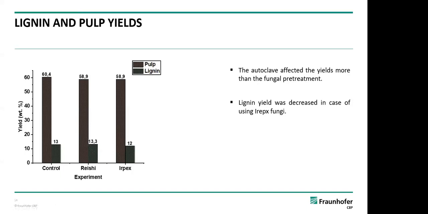And this is how we can measure the efficiency of the process, from the lignin yields and from the pulp yields. The only explanation for these results is that the fungal pretreatment affects the polysaccharides removal in Organosolve pulping, so the pulp decreased.